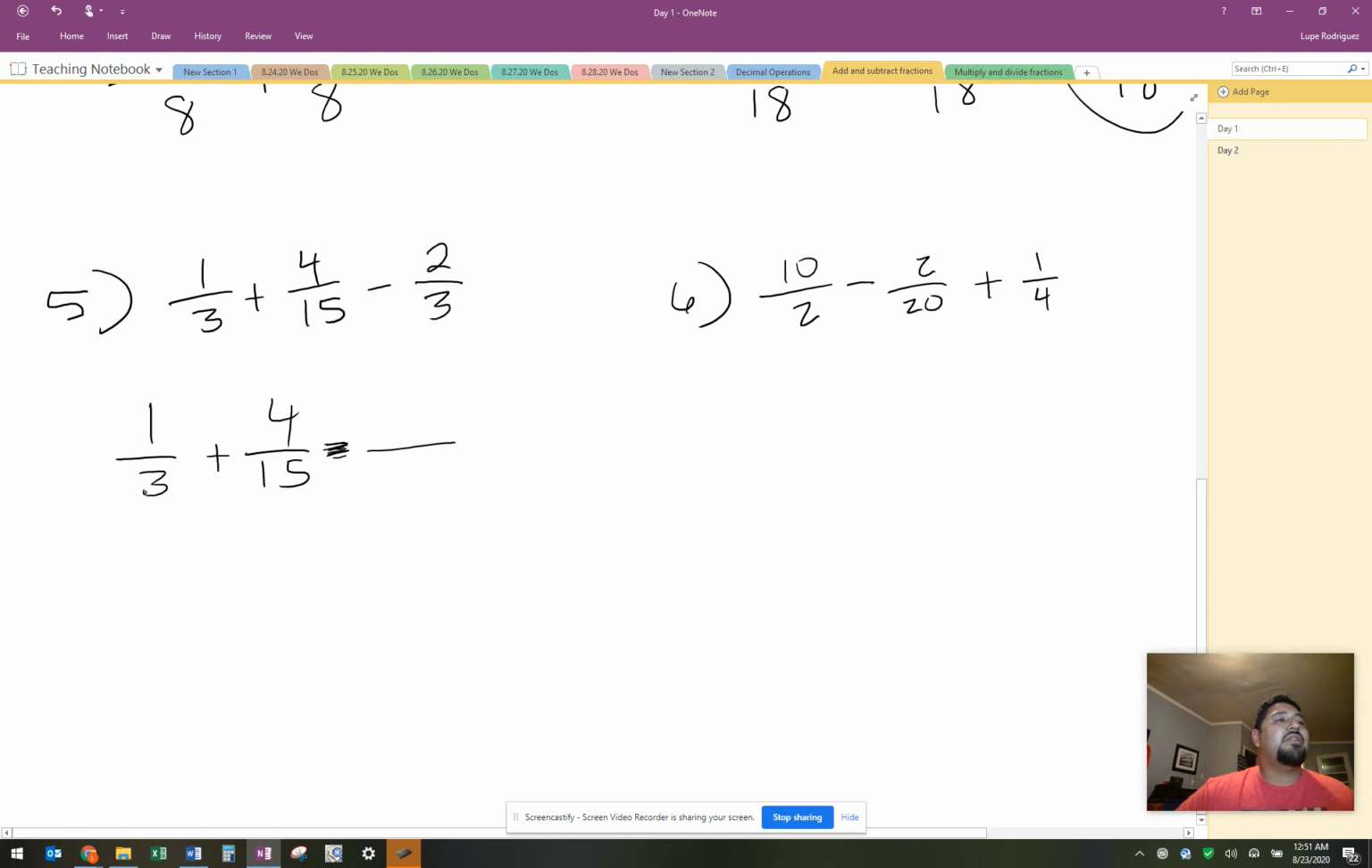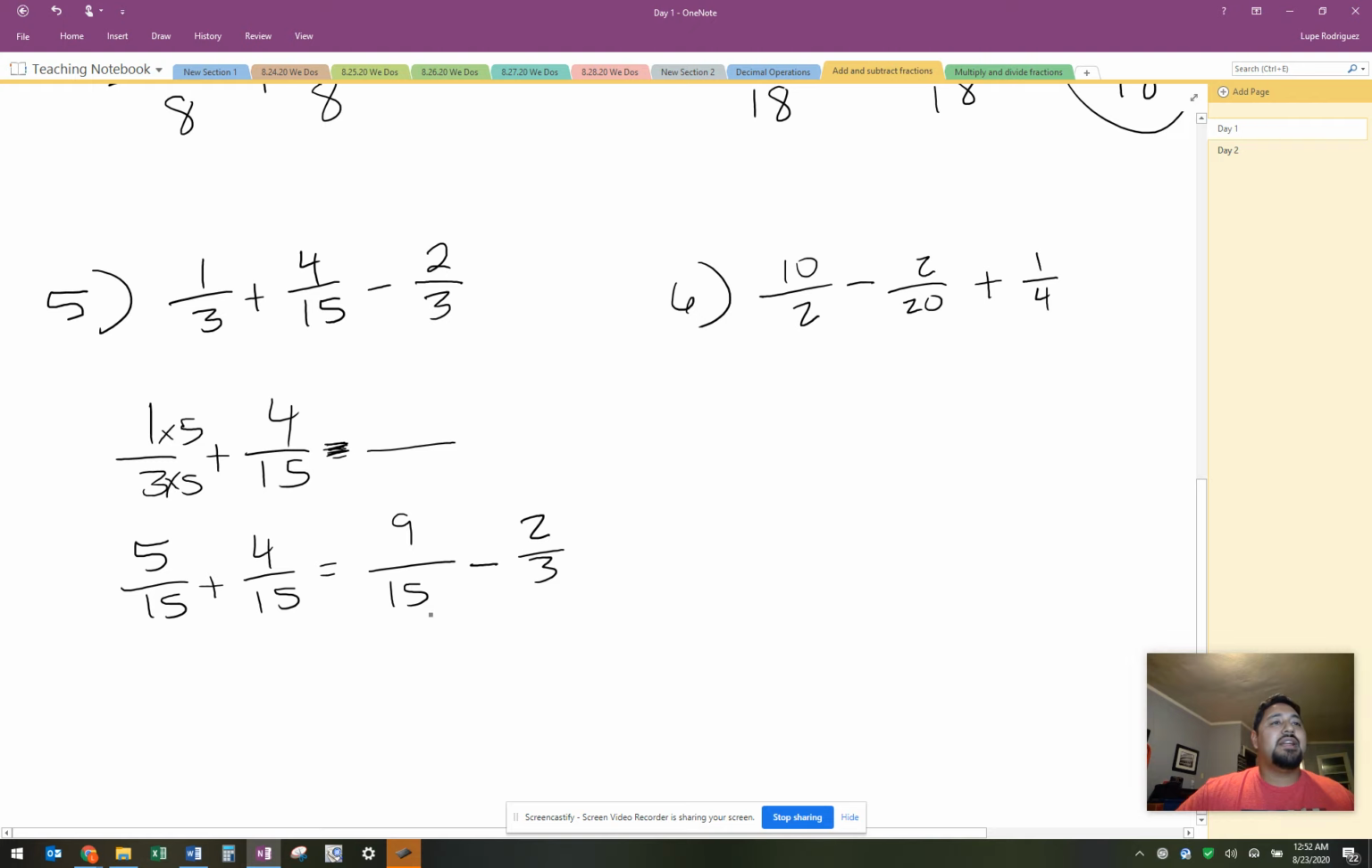So I know that the common denominator is going to be 15 because 3 can go into 15. That would be times 5. So this now turns into 5/15 plus 4/15, which gives me 9/15. And then I'm going to subtract 2/3 from that.